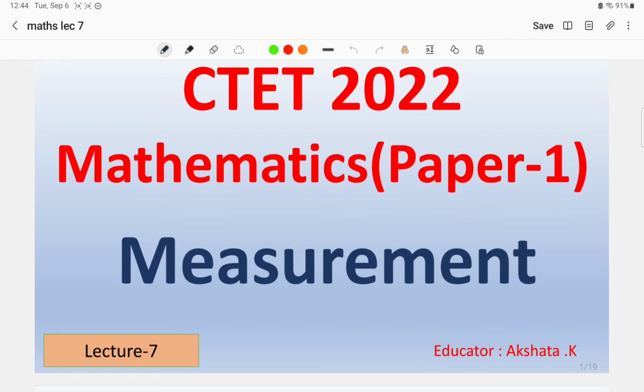As we know friends, Teaching Exams by Global Online has launched a complete series for the upcoming CTET examination which will be held in December 2022. In this complete series we are dealing with mathematics paper 1. If you want to score maximum marks as well as want guaranteed selection in the examination, then this series for paper 1 and paper 2 is going to be very beneficial for you. In this particular lecture of mathematics paper 1, lecture number 7, we will be dealing with the measurement topic.